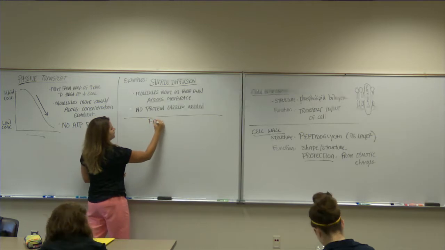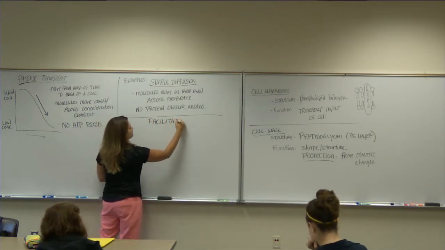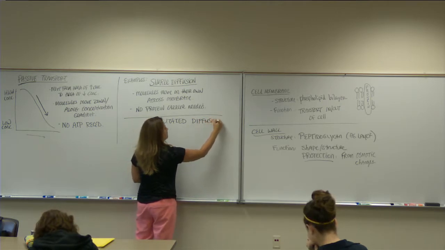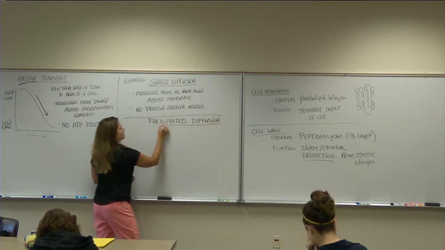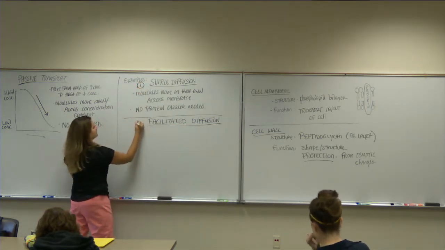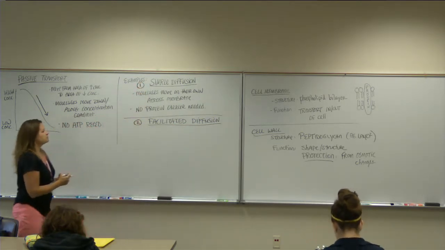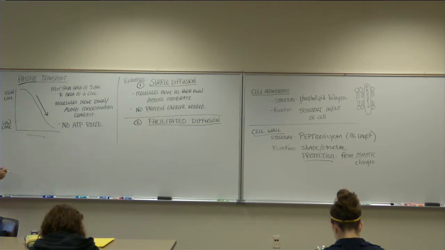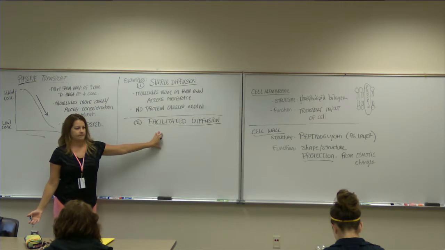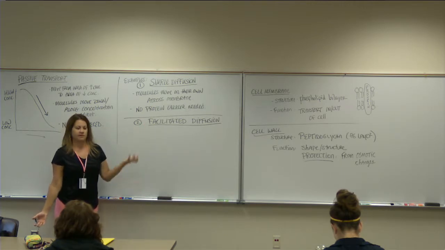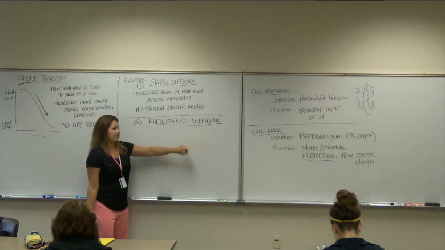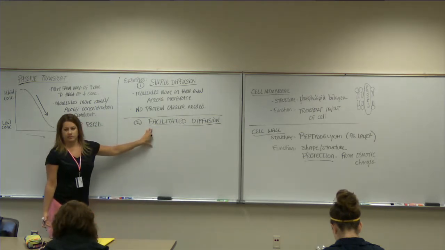We also have facilitated diffusion as another example. So let's just say this was example 1, facilitated diffusion example 2. With facilitate, what does the word facilitate even mean? Help. To help. Okay, so helping out. So with facilitated diffusion, you still have diffusion across the membrane. However, you have something to help.